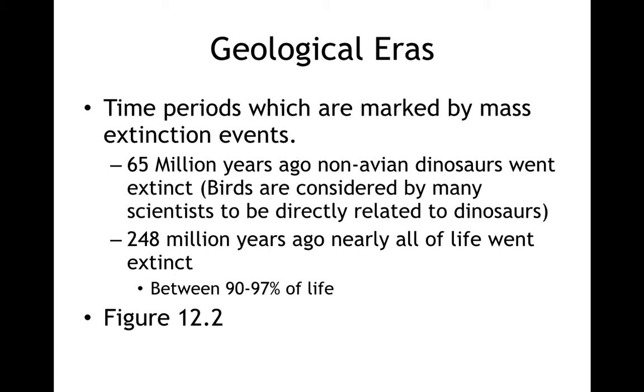Well, the interesting thing about it is, as we looked more into the paleontological record of living organisms, we discovered that time periods are marked by mass extinction events, and this is basically how we organized the different eras of time. It was based upon organisms that existed and organisms that didn't exist. And two particular big mass extinction events, the one being the most famous one, 65 million years ago, non-avian dinosaurs went extinct.